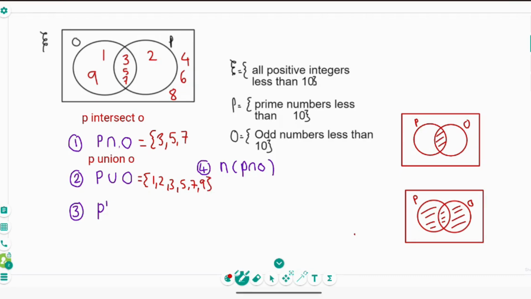This P with a dash means the complement of P. But I always think of this as not P, the opposite of P. So what is in my diagram, what is not in P? We've got 1, 4, 6, 8 and 9.